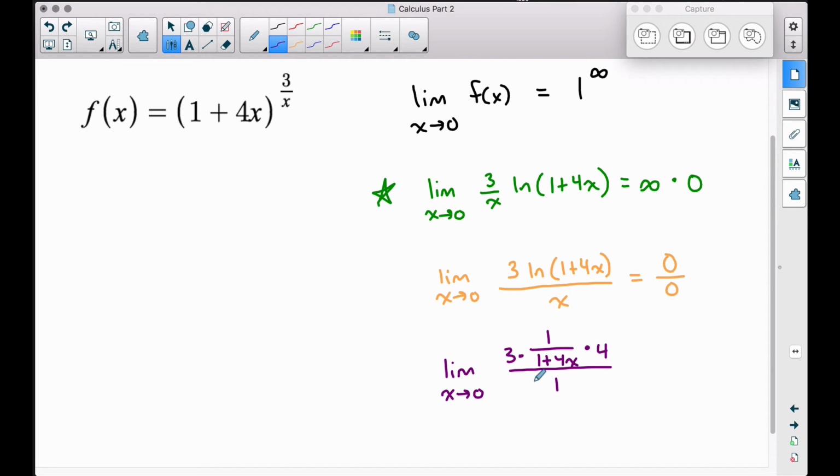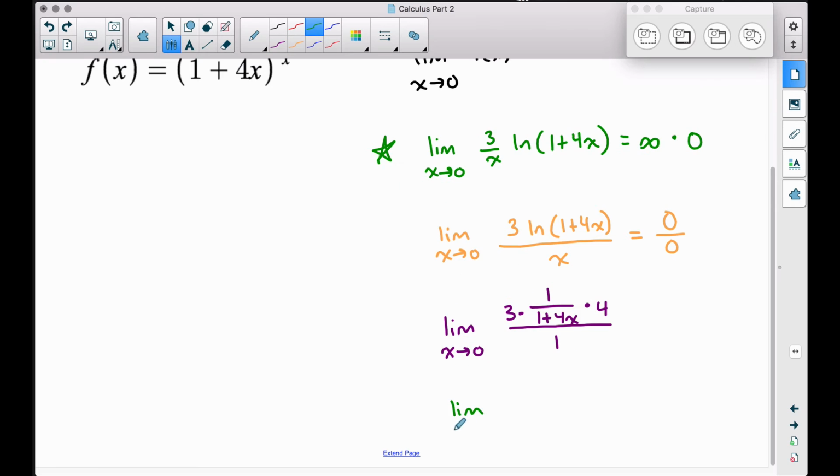Now, let's clean this up and let's see if we can find a limit. So we have the limit as x gets close to 0. Since we're dividing by 1, we don't have to worry about all of that. And we can take 3 times 4, that's going to be 12 up top, and then we have this denominator of 1 plus 4x. And this is going to work out beautifully because if we let x get close to 0, 1 plus 4 times 0, 4 times 0 is 0, plus 1, we get 1. Therefore, we have 12 over 1, which is equal to 12.